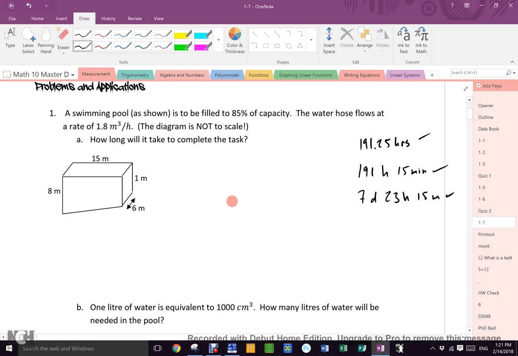Did anybody do something different? What'd you do, Emma? Because you got the right answer too. So Emma took this rectangular prism and then the bottom triangular prism and found the two volumes and added them together and then did that. Nice. Anybody do anything else?